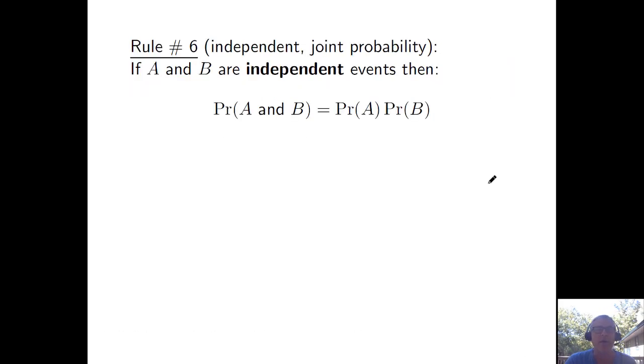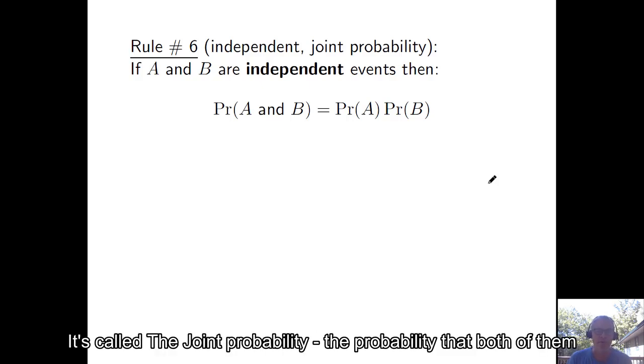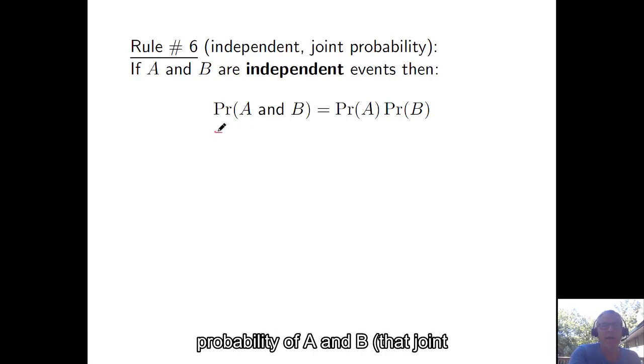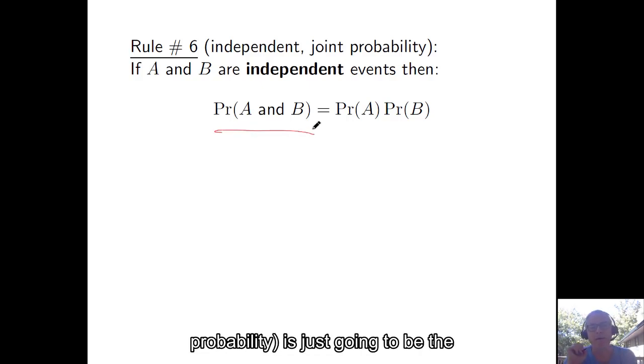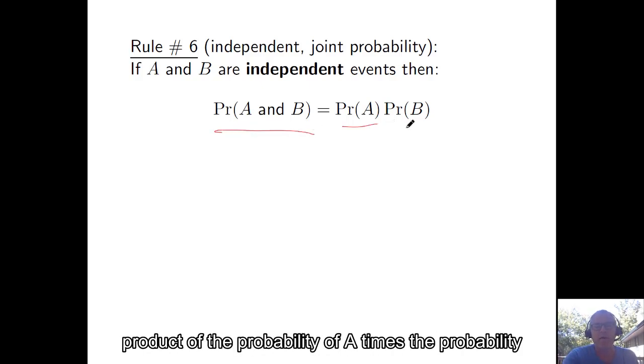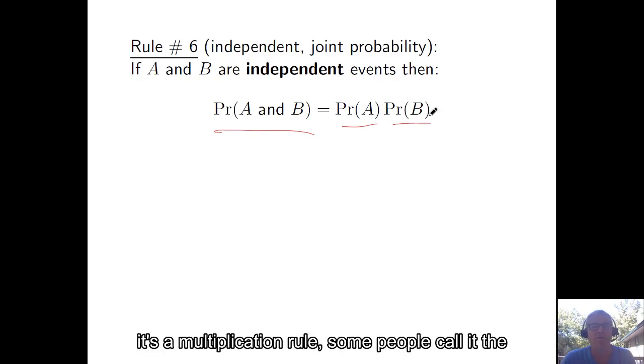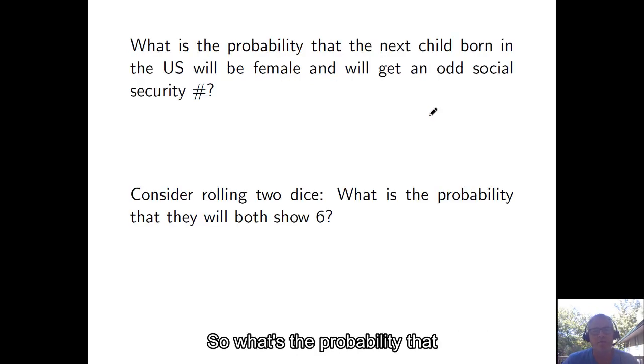Okay, so rule 6 in our probability list is for independent events, and it allows you to calculate what's called the joint probability, the probability that both of them happen. If A and B are independent, then the probability of A and B, that joint probability, is just going to be the product of the probability of A times the probability of B. So it's a multiplication rule. Some people call it the multiplication rule.